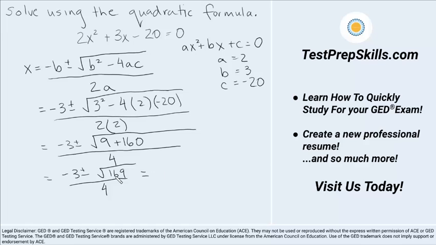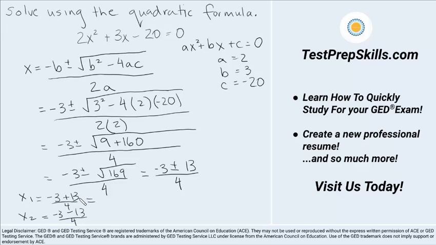We'll keep going. We've got negative 3 plus or minus the square root of 169, which is 13. And that's all over 4. So now we have two possibilities, because of this plus or minus. We're going to call them x1 and x2. So x1 is going to be negative 3 plus 13 over 4, and x2 will be negative 3 minus 13 over 4.